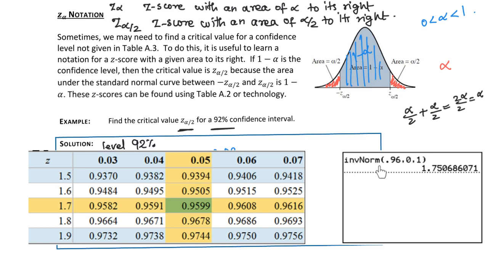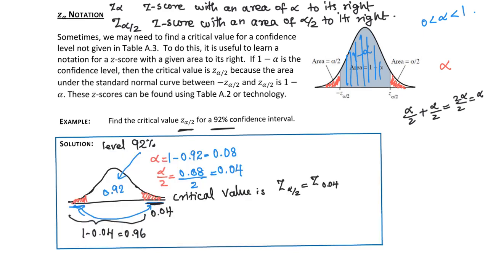Or if you are using the calculator, use inverse norm, INV norm, and the area 0.96, mean and standard deviation, so 0, 1. You will get the same value if you round it to 2 decimal places. So we can write the z-score is equal to 1.75. So now you have learned how to find the critical value for a 92% confidence interval. So z alpha over 2, that is z 0.04, is equal to 1.75.